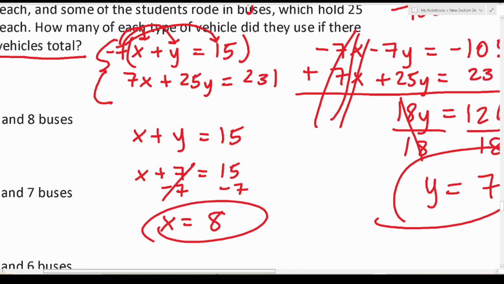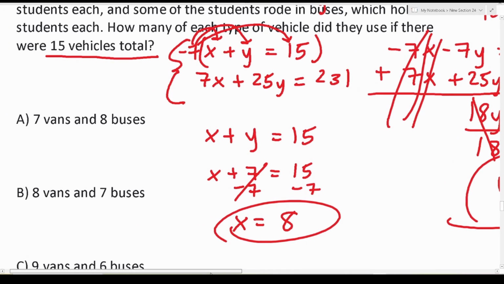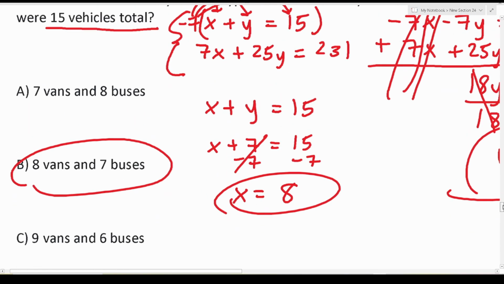Okay? So this says, again, x refers to vans. 8 vans and 7 buses were used to transport these students. So that's B, 8 vans and 7 buses. All right, so that's that one.